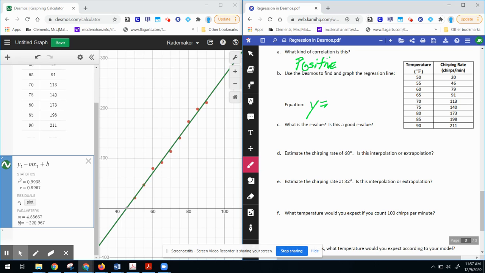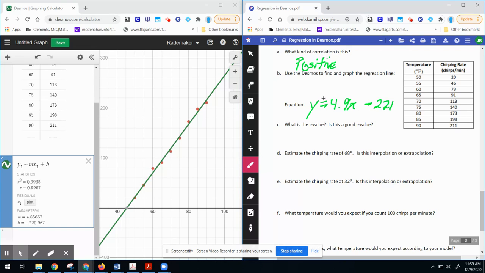The parameters down here give you what m and what b are. So m is about 4.9, we'll round it. Then mx plus the b value, which is negative 220, we'll round that to negative 221. Then you get rid of the plus sign. So our equation for this model is y equals 4.9x minus 221, where x is your temperature and y is the number of chirps per minute of a cricket.